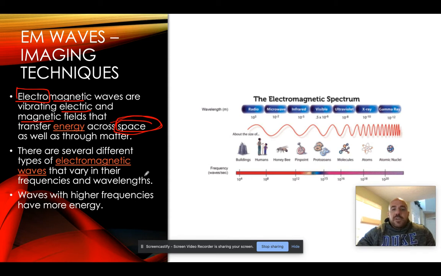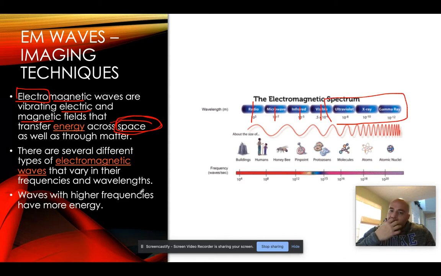There are lots of different EM waves. We talked about some already: radio waves, microwaves, infrared, visible light. All of those have longer wavelengths, lower frequencies, and not a ton of energy. And then the more energetic, shorter wavelength, higher frequency waves are over here: ultraviolet, X-ray, and gamma rays.